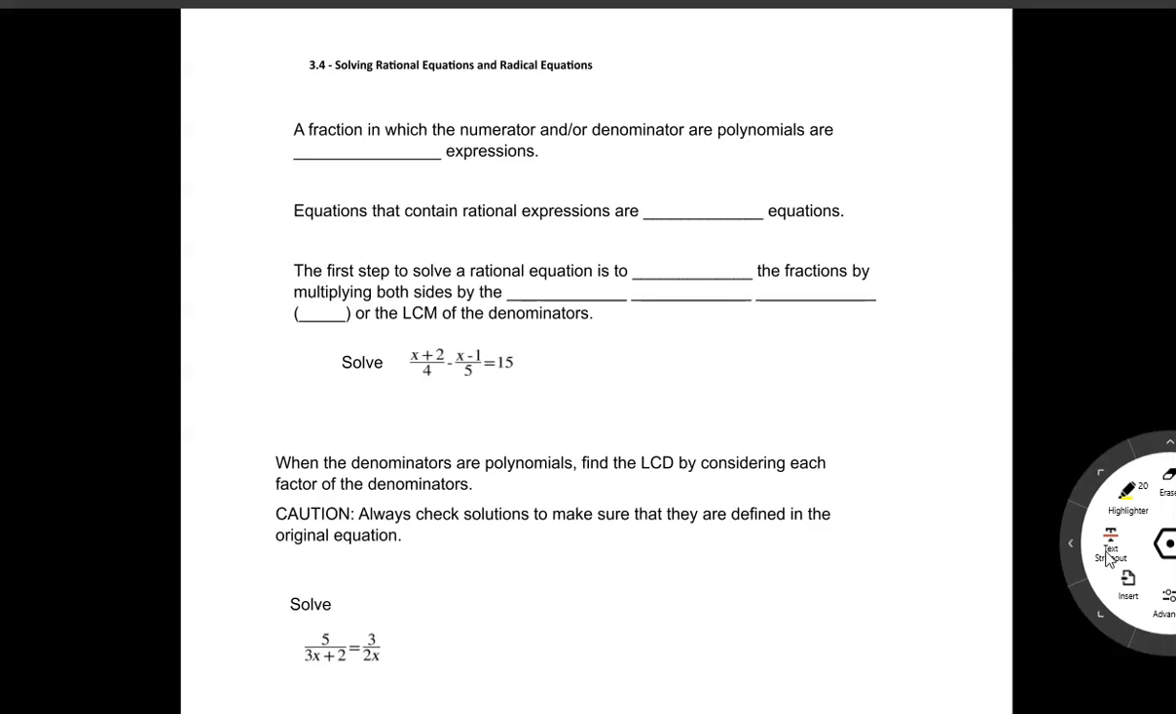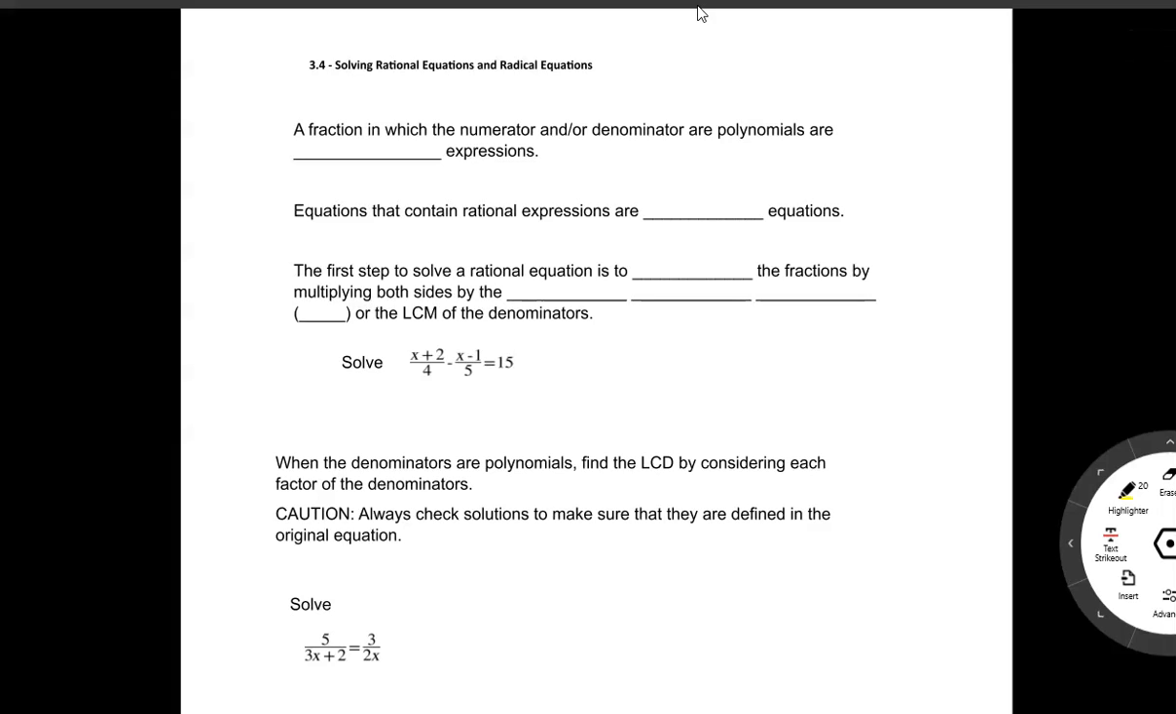The word radical means like square root, cubed roots, all of those roots. So that's going to be the second half of this section. I'm going to do that in a second video. So this one we're just going to talk about rational equations. Okay, so we're going to start by just defining what a rational equation is.